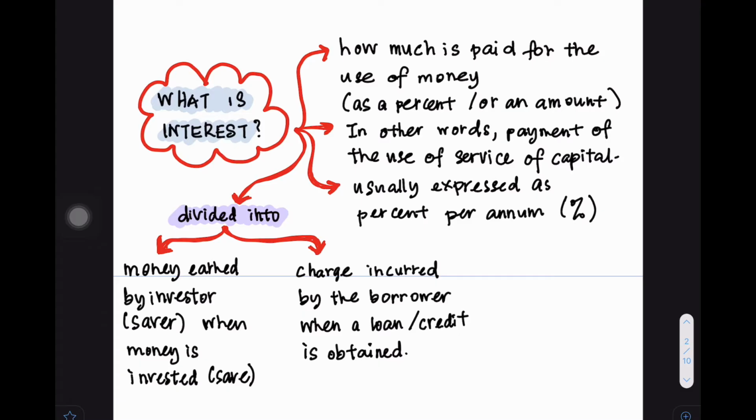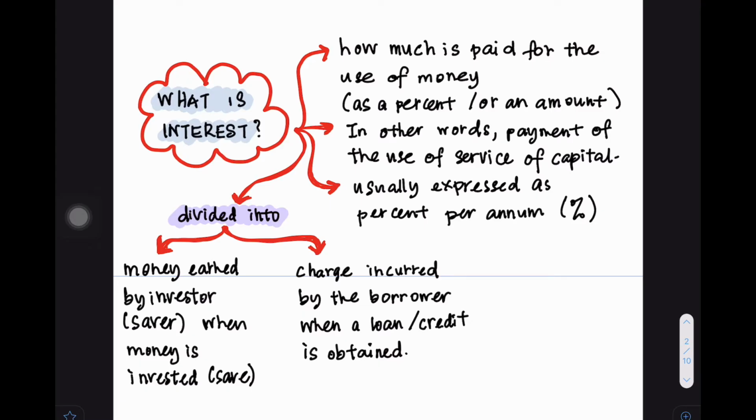So in other words, interest is a payment for the use of service of capital. What is capital? Capital ni adalah awak punya modal ataupun kita panggil juga sebagai face value ataupun principal. Maksudnya awak punya duit mula-mula tu. Contohnya kalau awak pinjam, berapa yang awak pinjam daripada bank? Awak pinjam 1,000. So 1,000 kita panggil dia sebagai capital ataupun principal ataupun face value, duit muka.